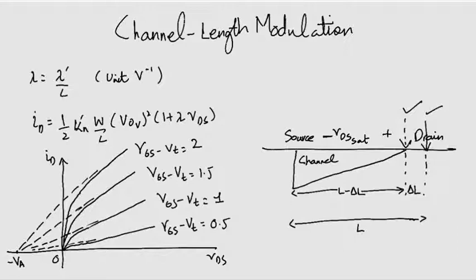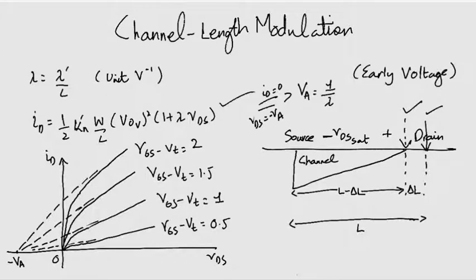Putting this voltage minus VA into this equation, where ID equals 0, gives us VA equals 1 over lambda. This voltage VA is usually referred to as the early voltage, named after J.M. Early, who discovered a similar phenomenon for the BJT.